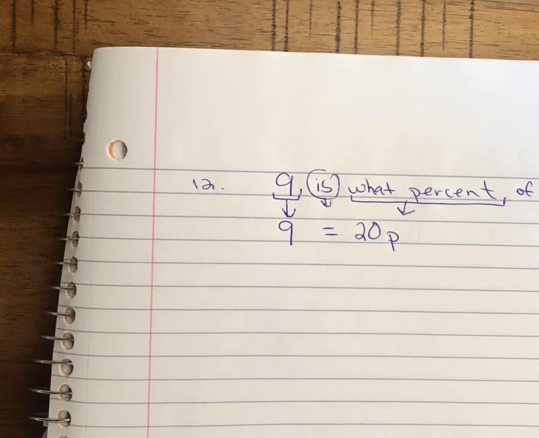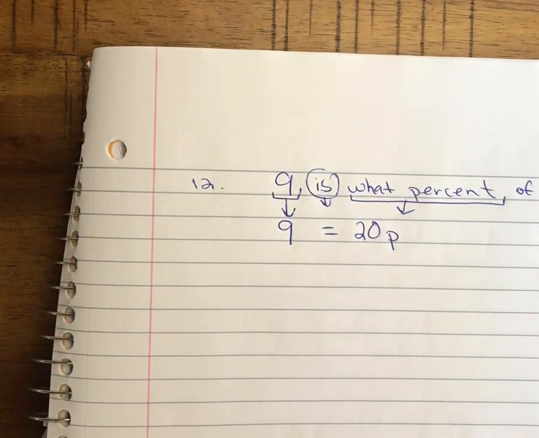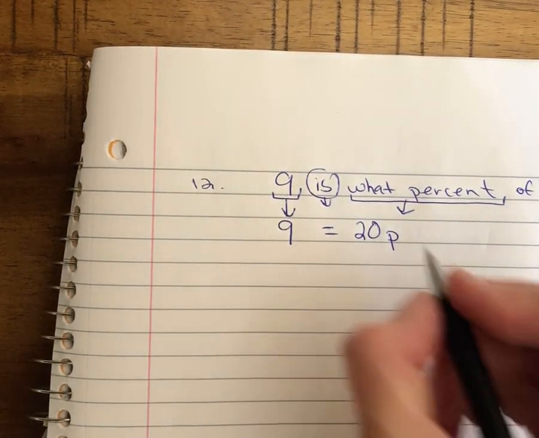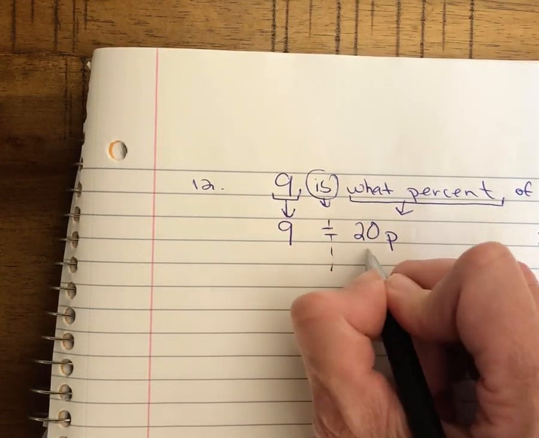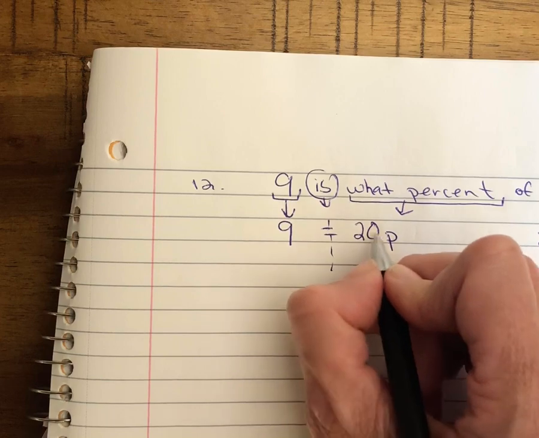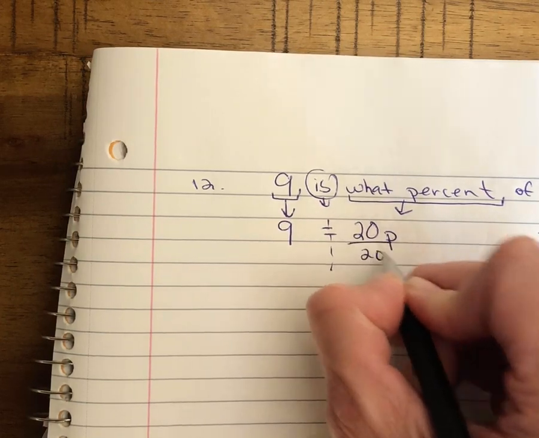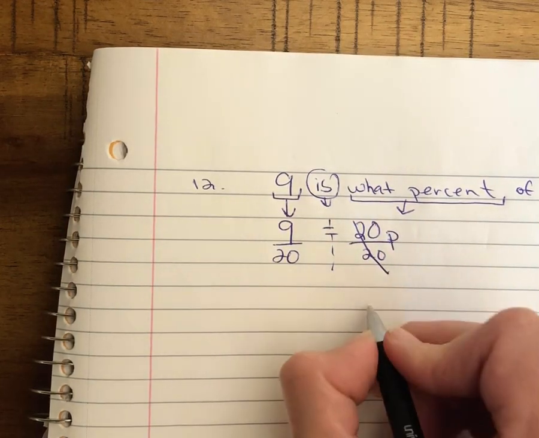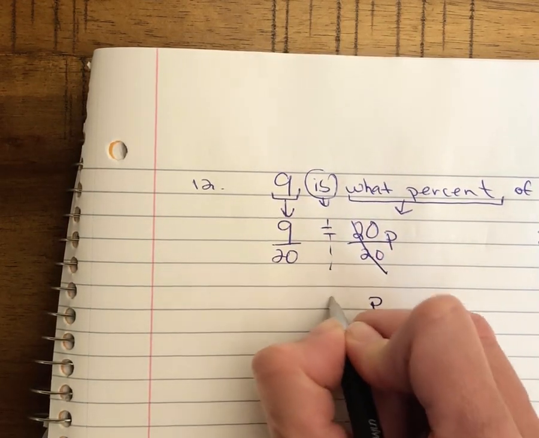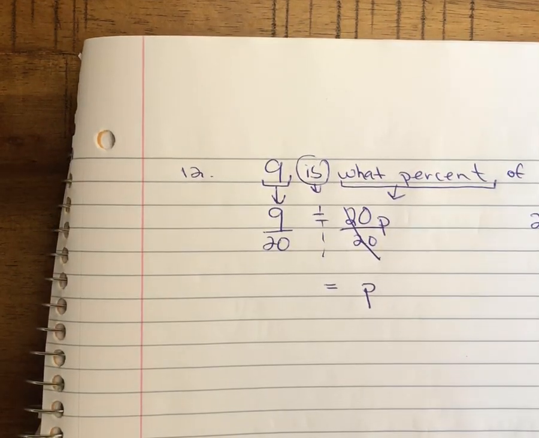That's totally fine. I just tend to translate it as I see it, okay? Here's our unknown. In order to get our variable by itself, do the inverse. So the opposite of multiplying by 20 is dividing by 20, okay? 20 divided by itself is 1. I'm left with just P to represent our percent.